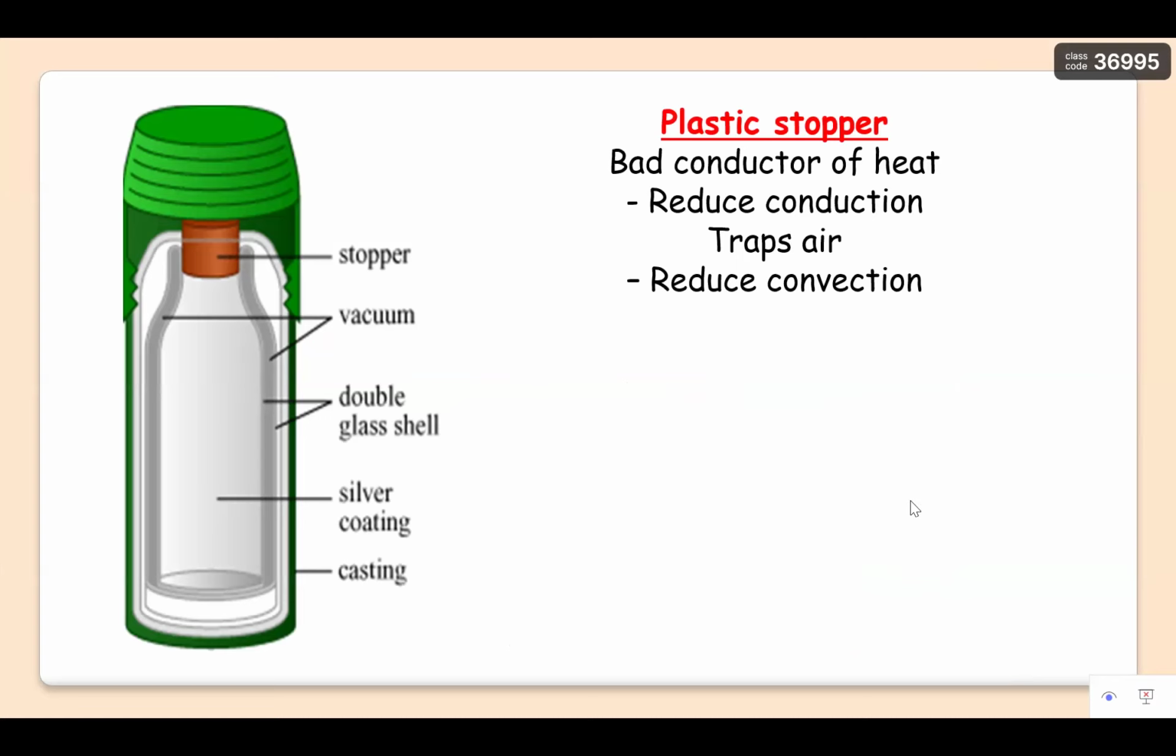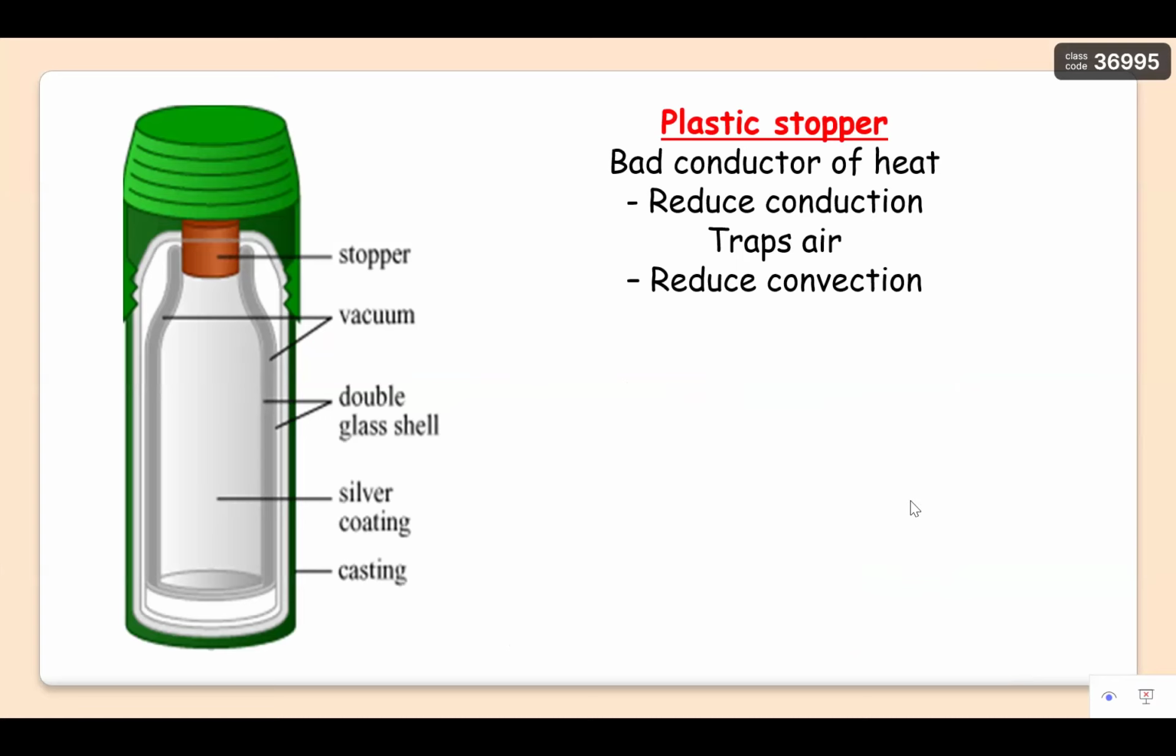Because of this plastic stopper at the top, the air cannot escape. So hot air cannot rise out, and cold air cannot sink in to cool down the surrounding liquid. So we say that it reduces convection. Whenever air is trapped, you can say that it reduces convection. Next, there is a vacuum between the two double glass walls. A vacuum means there are no particles, so it prevents, not minimizes, conduction, and convection cannot take place because of the vacuum.